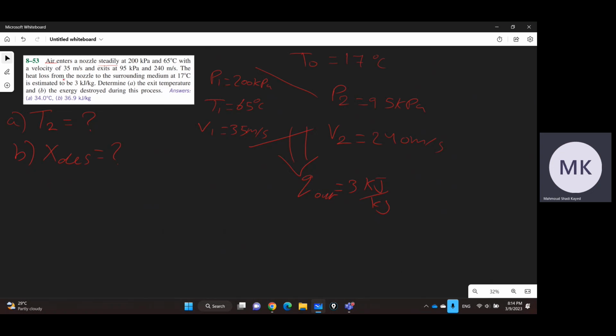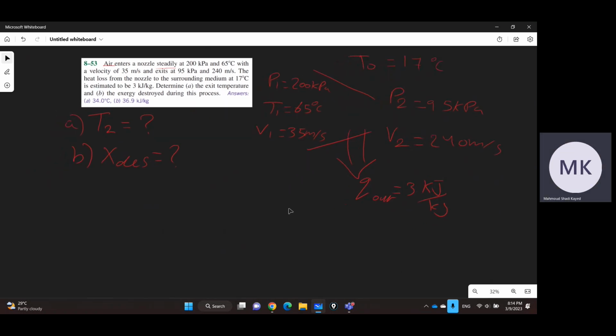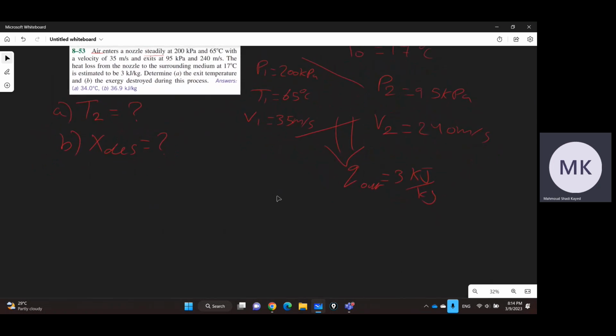So since we are dealing with air, we need to know what formulas to use. Shall we use the table for assuming variable specific heat, or the formulas for constant specific heat? In this case, since we don't have T2, we can't assume constant specific heat, because the specific heat will vary as the temperature of the air is changing.